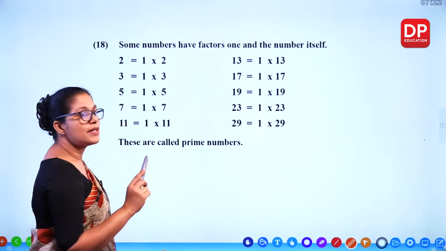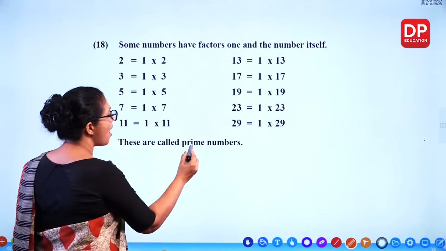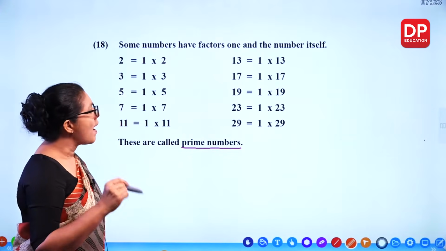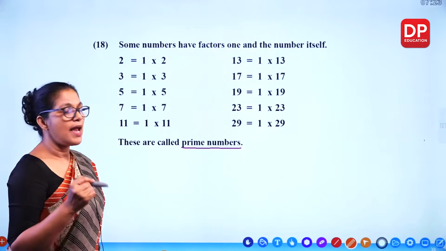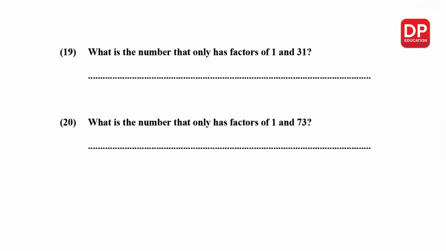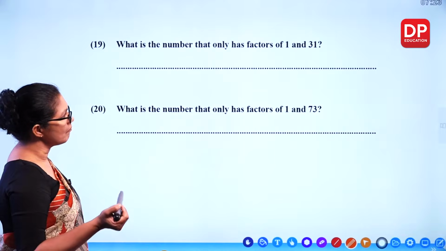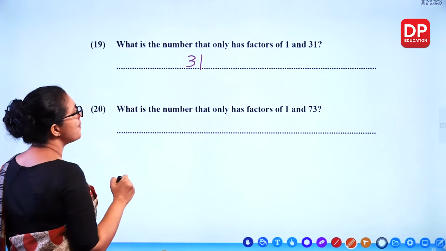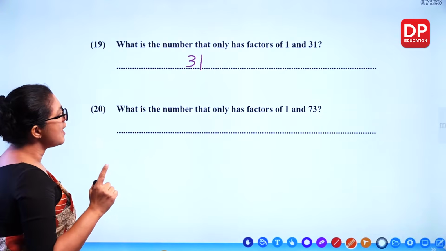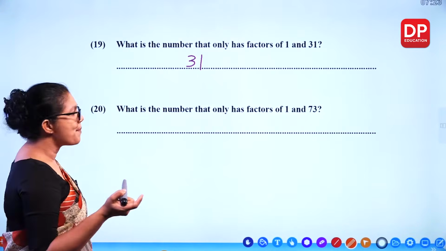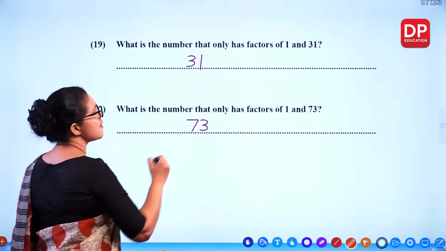So these numbers we call prime numbers. So what are prime numbers? The factors are only 1 and itself. Only 2 factors are there. What is the number that only has factors of 1 and 31? That's only 31 because 31 is a prime number. What is the number that only has factors of 1 and 73? 73 is a prime number. That's 73.